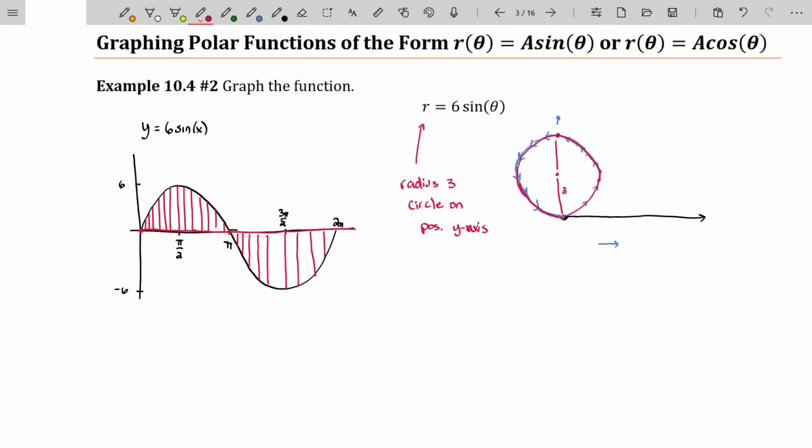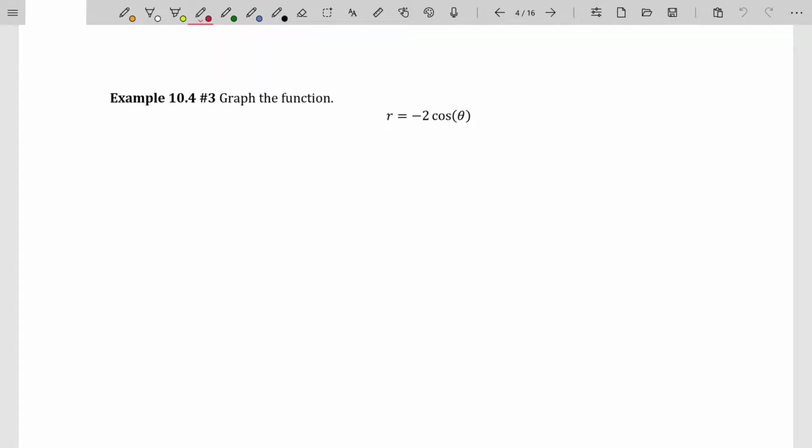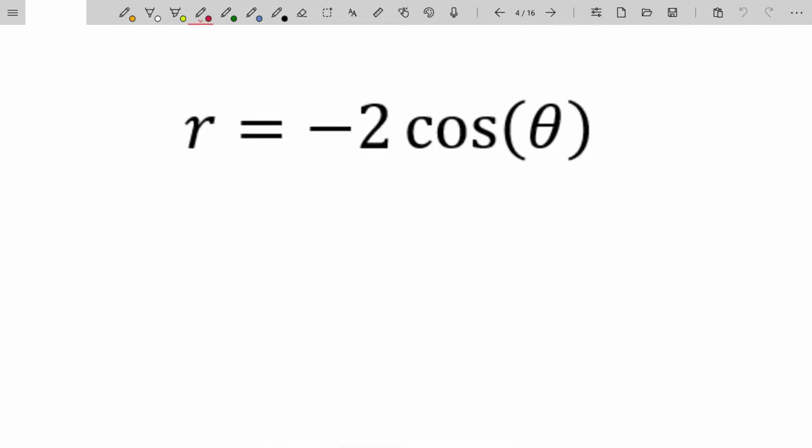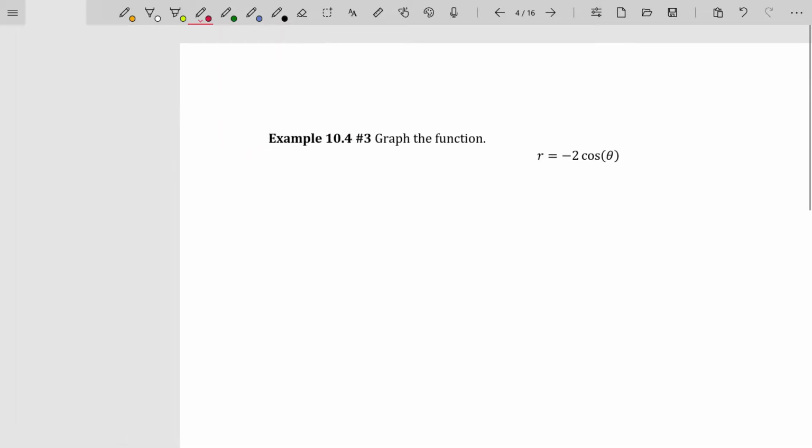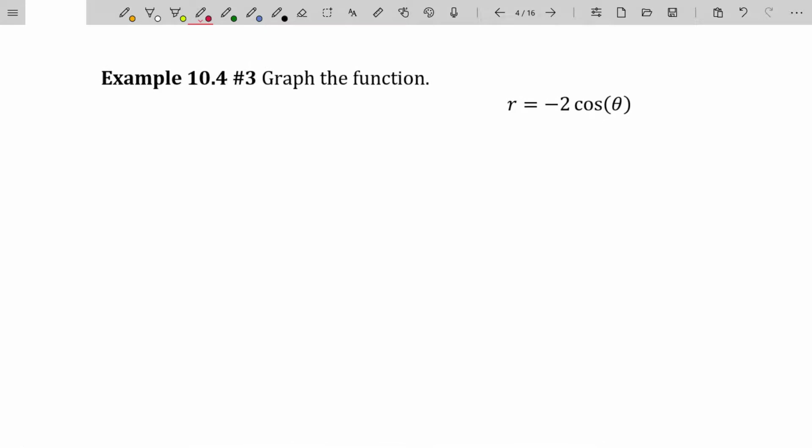All right, let's do another example. Now, if y is associated with sine, then x should be commonly associated with the cosine. And if in that previous case we had a circle on the positive y-axis, we should be able to imagine that we will probably get a circle here on the x-axis and maybe on the negative x-axis. Well, let's find out. Let's go ahead and just graph -2 cosine of x. So y equals -2 cosine of x.